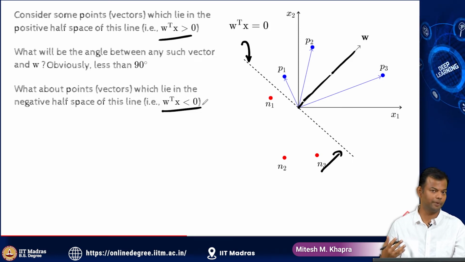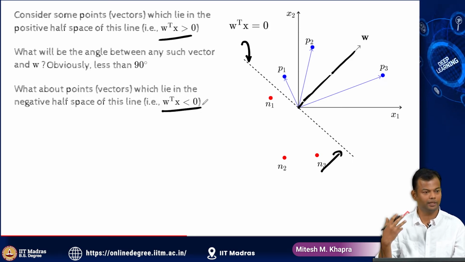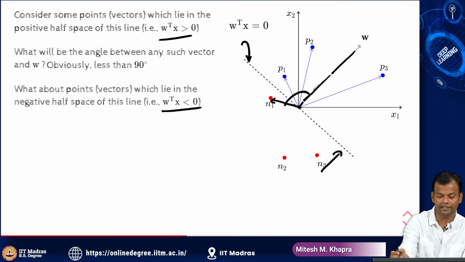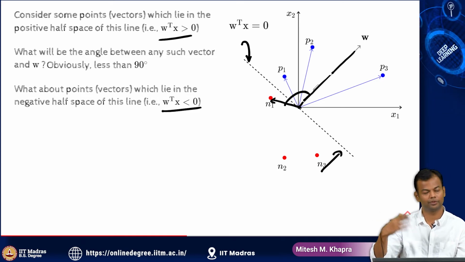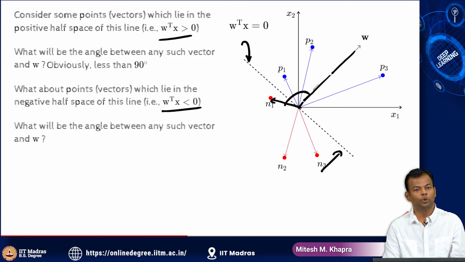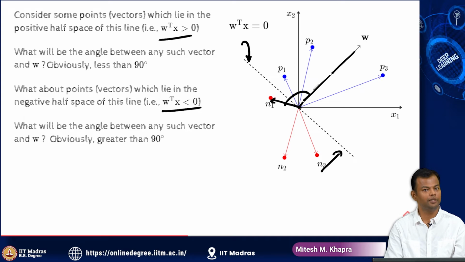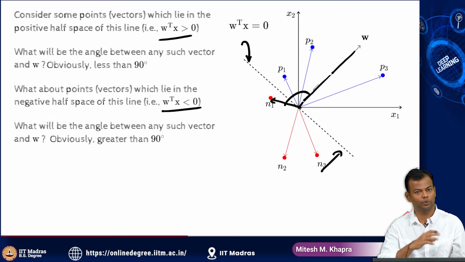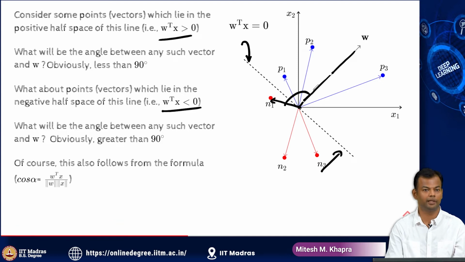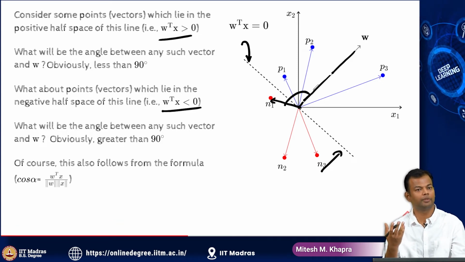Again, just by looking at the picture, it is clear that the angle should be greater than 90 degrees, right. So, if I consider this point here, this angle is clearly greater than 90 degrees, okay. So, that also is clear now, right. So, now let us try to relate the expression that we had with this geometry, right. This simply follows from the formula.